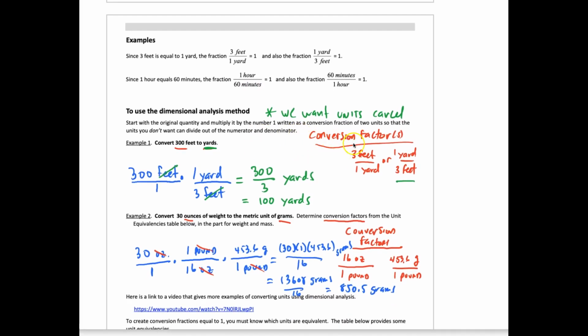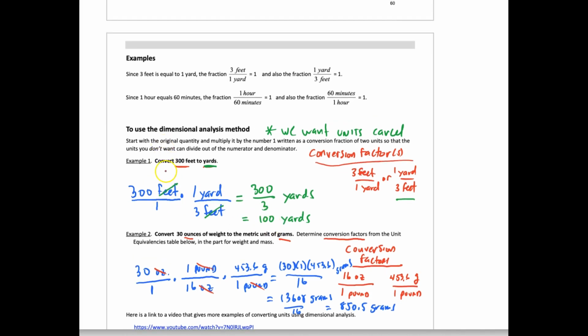And what we need is these conversion factors, these equivalent relationships. 3 feet equals 1 yard, or 1 yard equals 3 feet. In this specific case, to convert 300 feet to yards, we start with the given information, 300 feet, and then over 1 to write it as a fraction. And if we multiply that by 1 yard over 3 feet, notice what we do. Top times top is 300, bottom times bottom is 3. And so then we get 300 feet equals 100 yards.